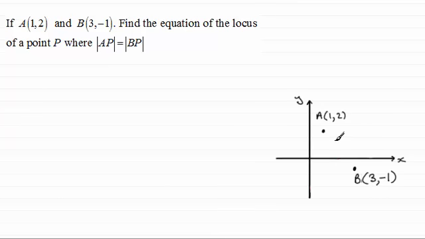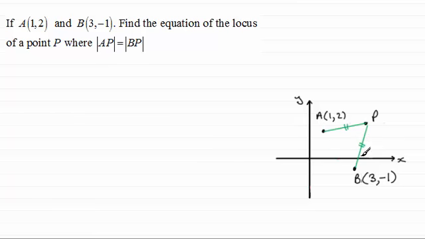It's not necessarily accurate, but we've got the point A here with coordinates 1, 2 and the point B with coordinates 3, minus 1. So we're looking for where we've got a point P where the distance A to P is the same as B to P. And I can think that one such point could be, say, this point here. Let's just label it P. You should be able to see that that distance there is the same as that distance there, allowing for just a little bit of error being a sketch.